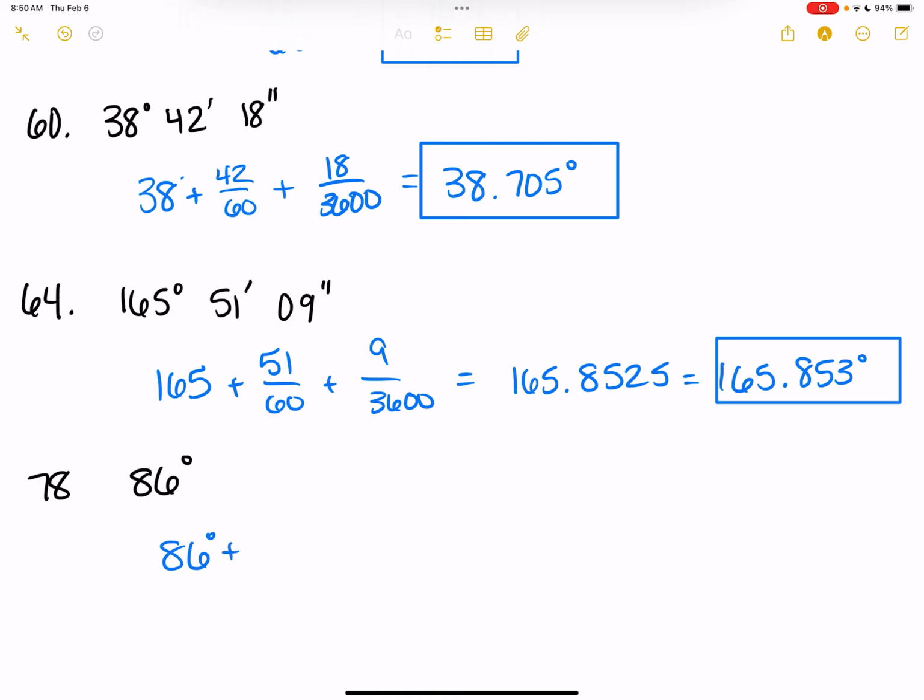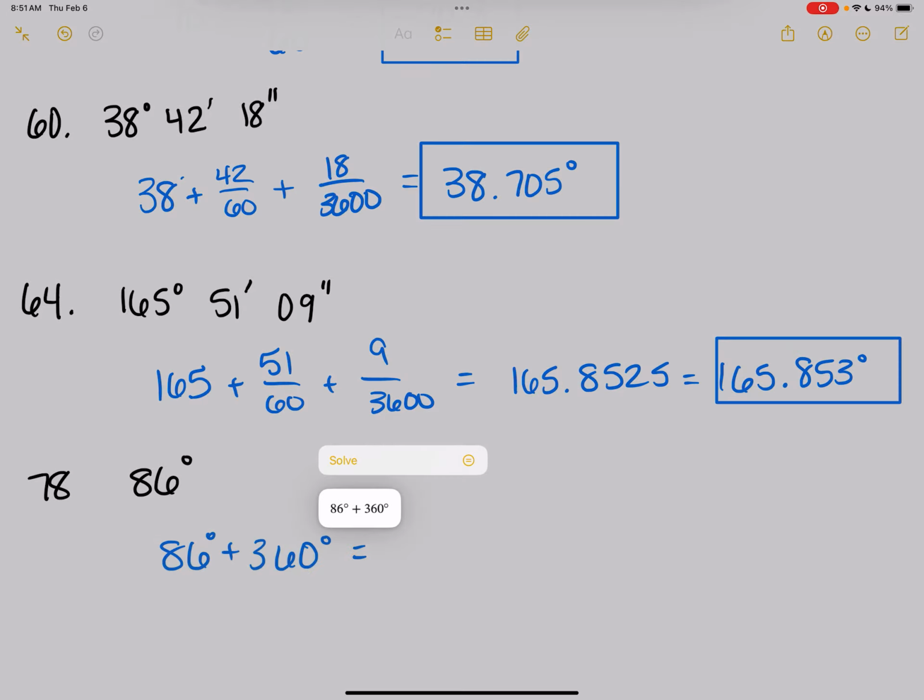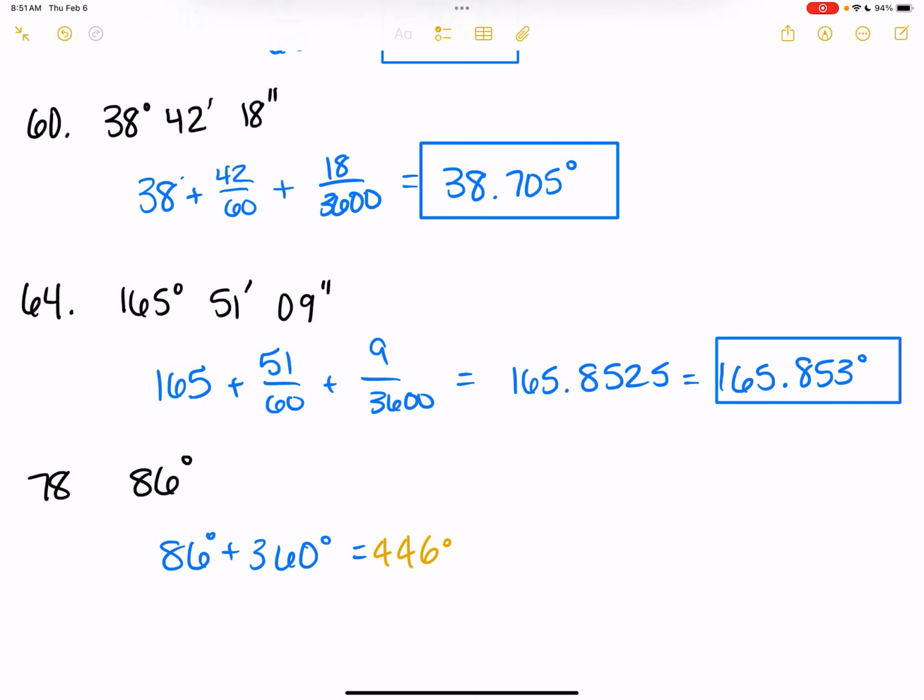86 degrees plus 360 degrees. And then I don't have to get out my calculator. There we go. Solve. 446 degrees.